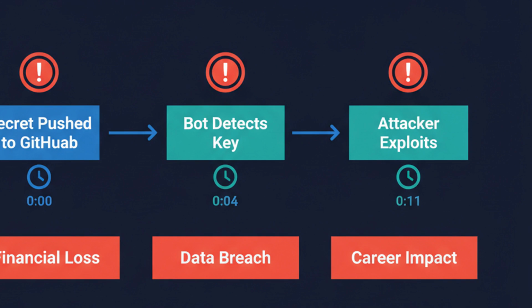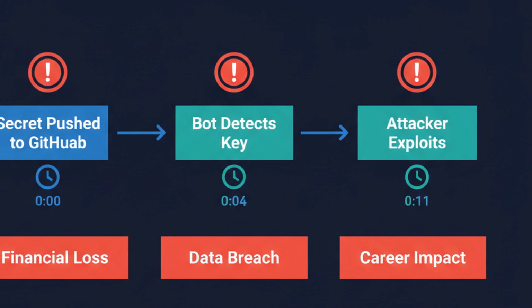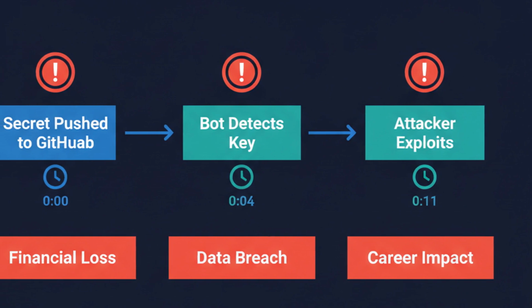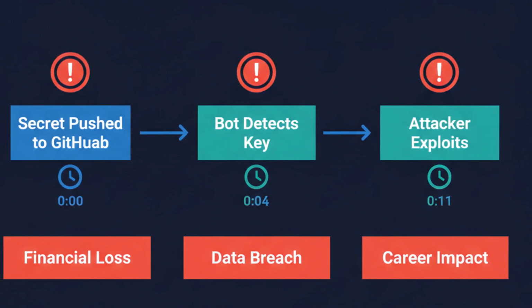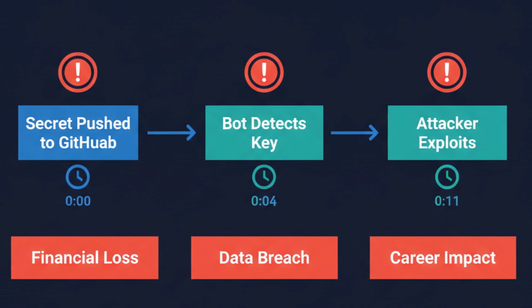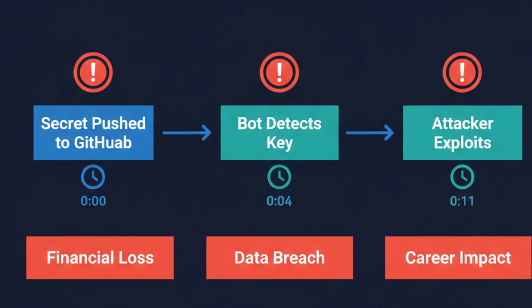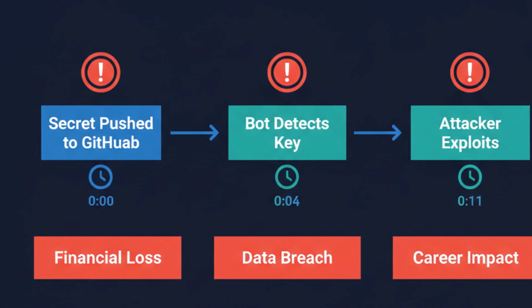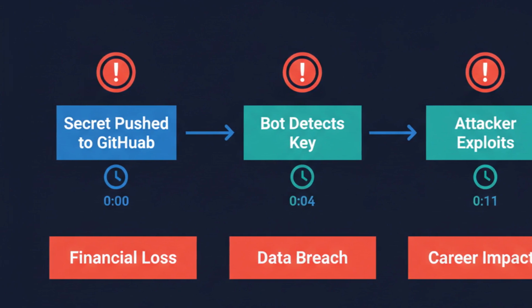When an API key leaks, attackers don't wait. Automated bots scan GitHub continuously. Within minutes of you pushing a credential, someone's already using it. AWS keys get used to spin up crypto mining operations. Stripe keys drain bank accounts. OpenAI keys rack up thousands in charges. And the worst part? You're legally and financially responsible for what happens with your leaked credentials.